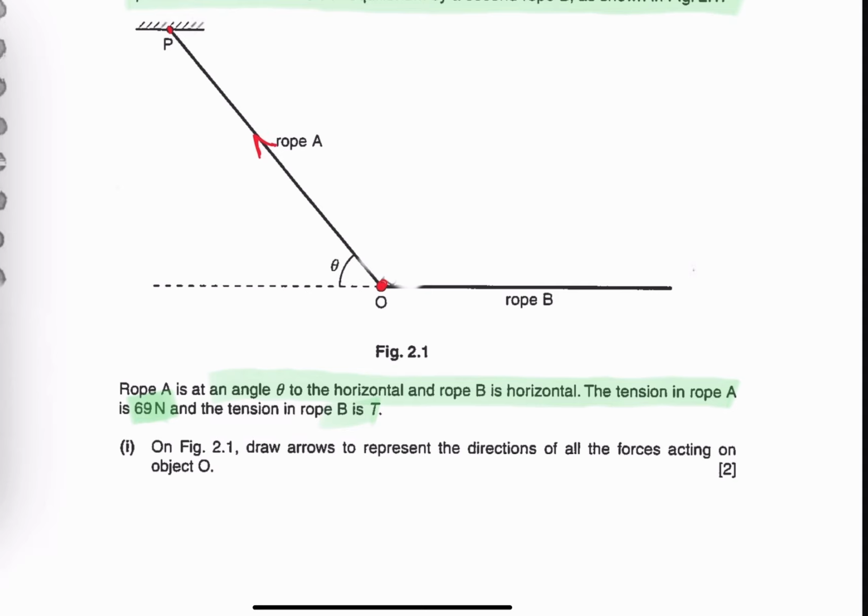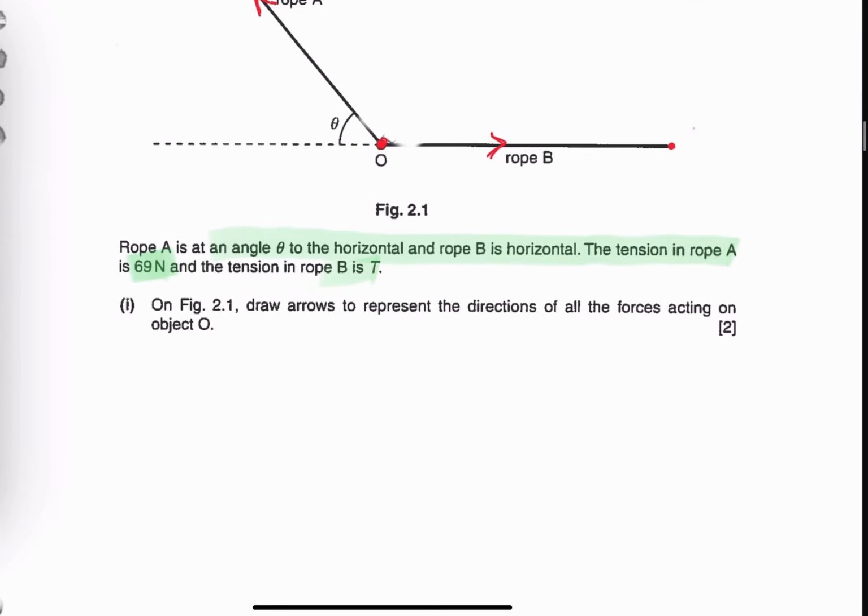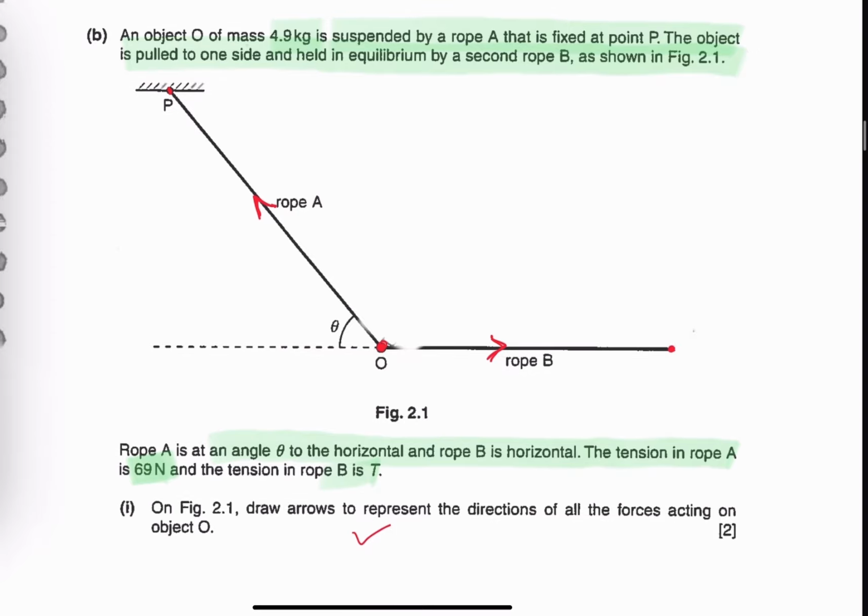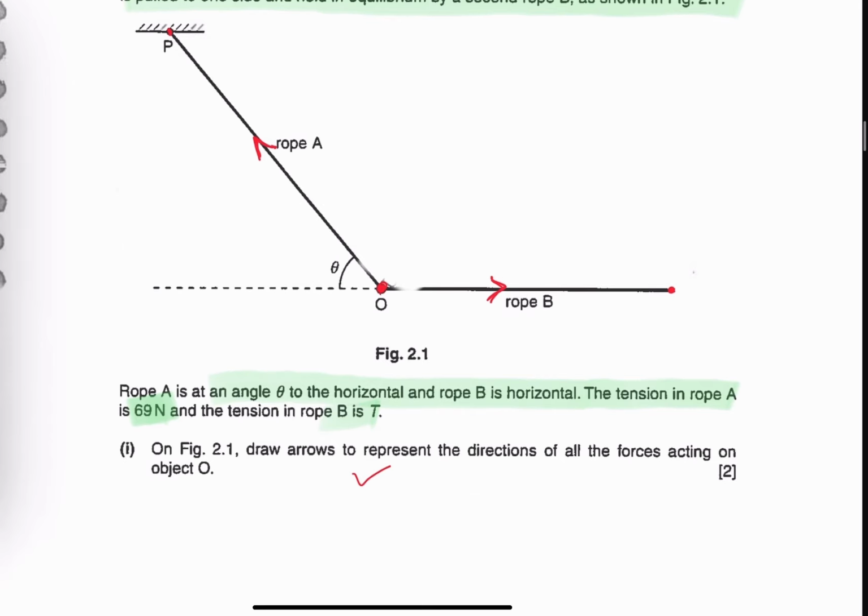This is the direction of force, and there will be some holding point, so there will be a direction of force. Okay, so this is for drawing arrows to represent the direction of the forces acting on the object. The third force will be another force on it: the force of weight, the object's weight.